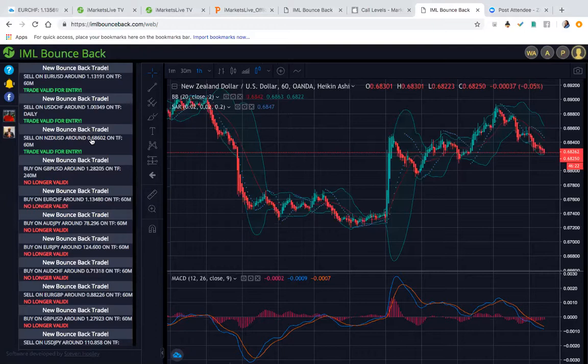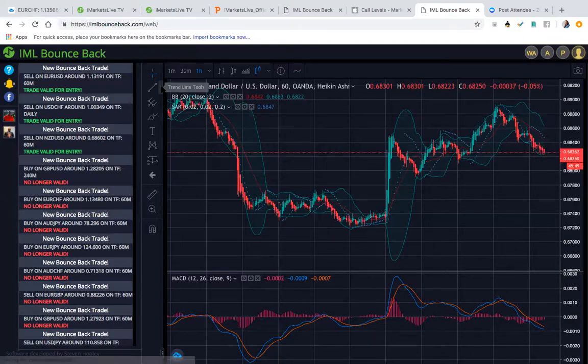It doesn't mean that the move has not already happened, right? So my advice to you is to always make sure that you would have checked that the trade has not happened already before you go and enter the trade. All right. So sell NZUSD around 0.68602 on time frame 60 minutes. So let's follow the rules. If you don't know the rules, get your notepad out, get to writing, right?